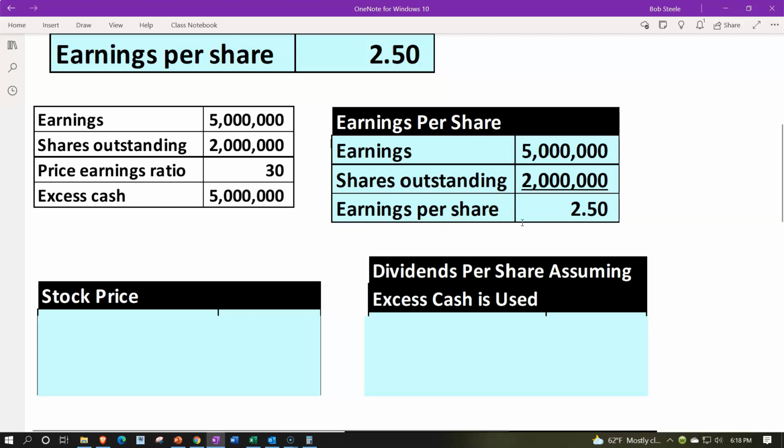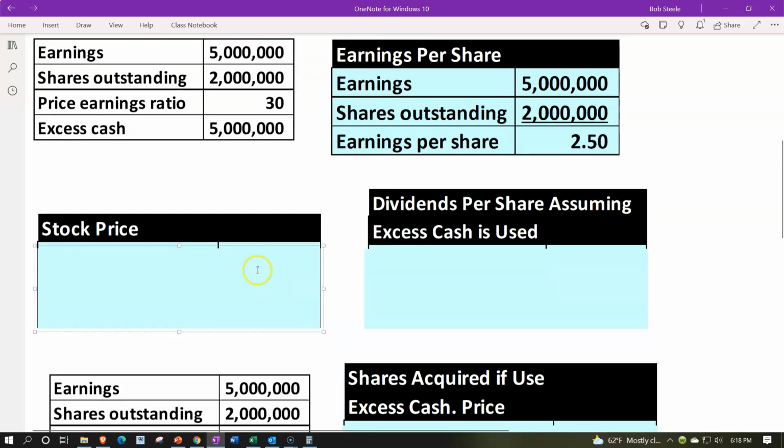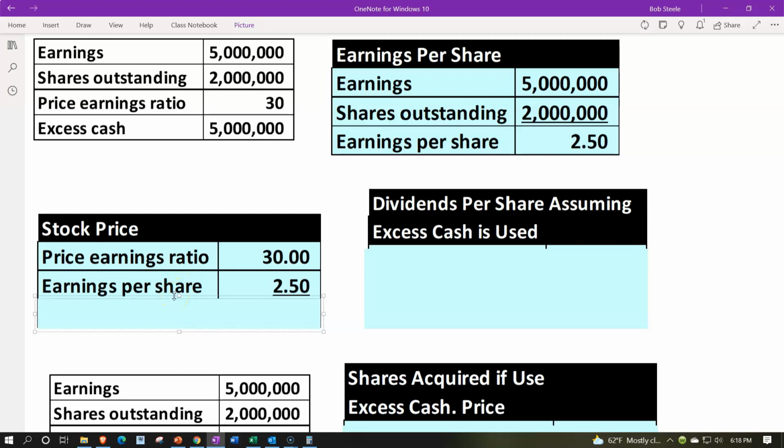And then you can kind of back into the unknown, which would be the price, which is what we'll calculate here. So we're just going to calculate the price, reformatting the price earnings ratio to solve for price. And that's going to be the price earnings ratio of the 30 and the earnings per share of the 2.5 that we calculated up top. That then giving us a stock price of the 75.